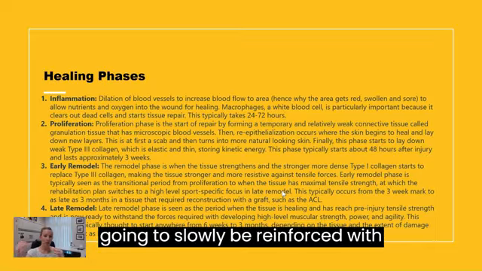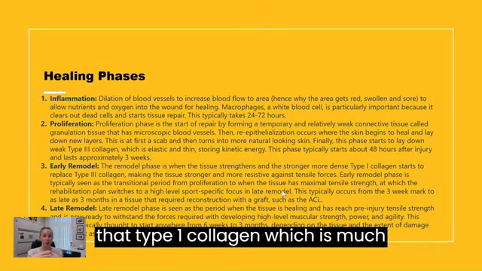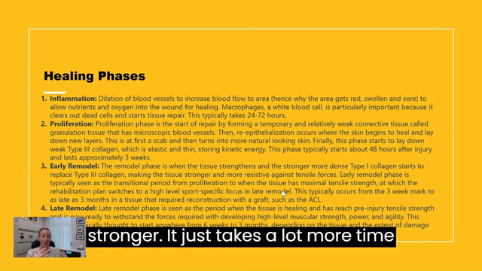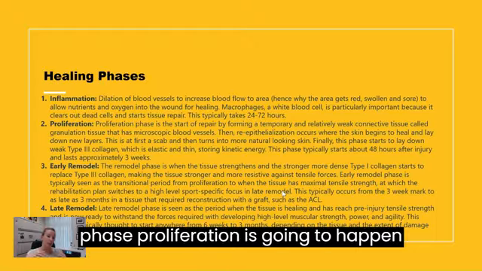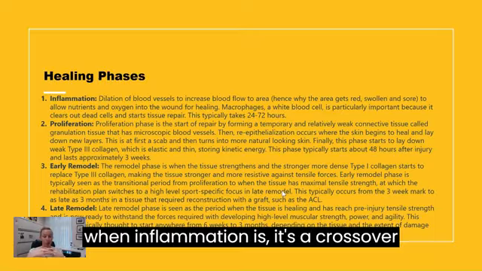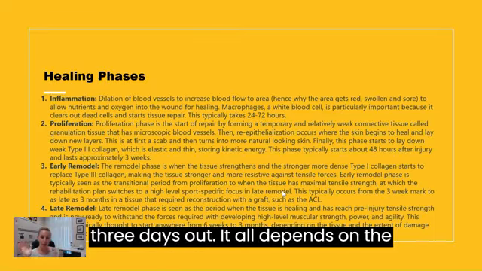But it's going to slowly be reinforced with that type 1 collagen, which is much stronger. It just takes a lot more time for that to happen. So typically this proliferation phase is going to happen when inflammation ends; it's a crossover, obviously. So somewhere around 2 to 3 days out.